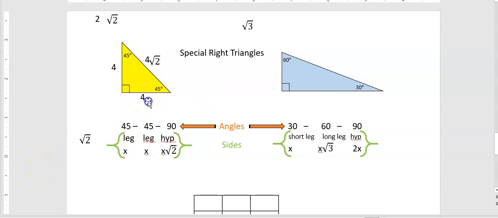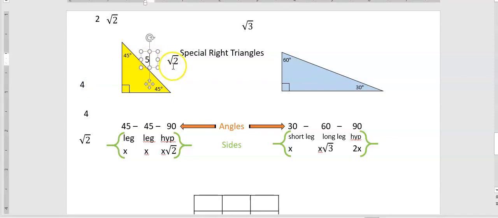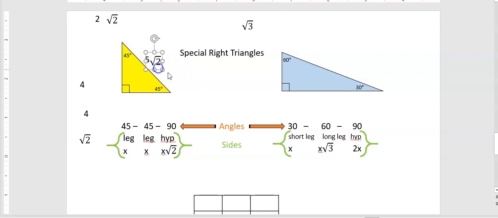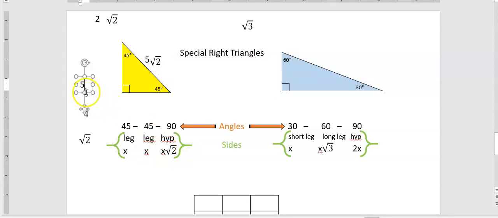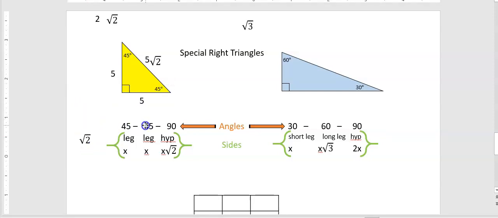Or what if they gave us the hypotenuse first? Let's change this number and say, what if it was 5 square root of 2? If our hypotenuse is 5 square root of 2, look at the formula and work backwards. You would take the square root of 2 off. Basically, you're dividing the square root of 2 off, and the two legs would be 5. So that seems pretty simple.